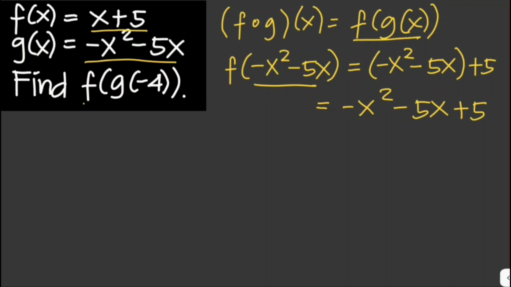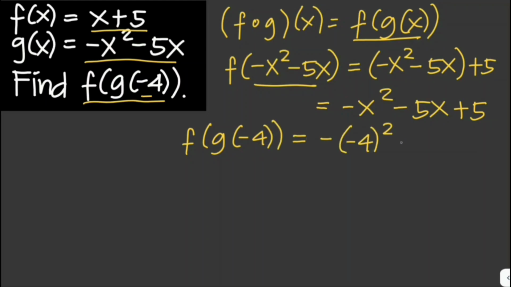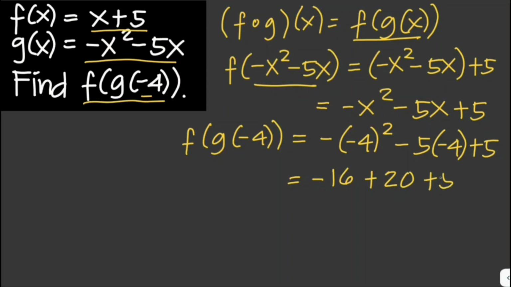And now we can solve for f of g of -4. We just have to plug in the value of x, which is -4. So f of g of -4 is just the negative of -4 squared minus 5 times -4 plus 5. Then negative of -4 squared is 16, positive 16. And then -5 times -4 is positive 20 plus 5.